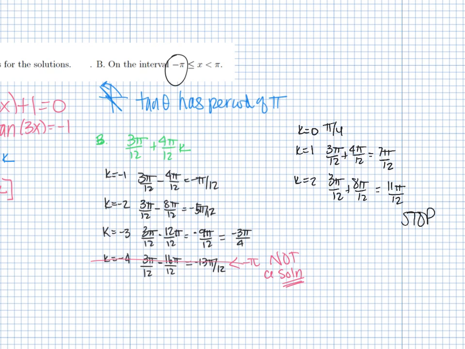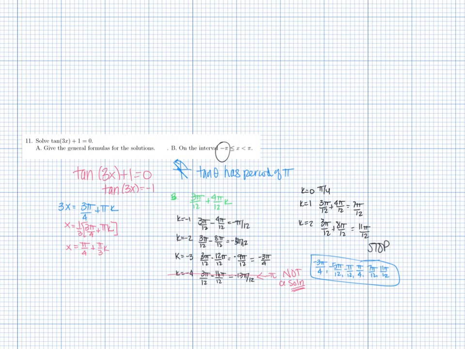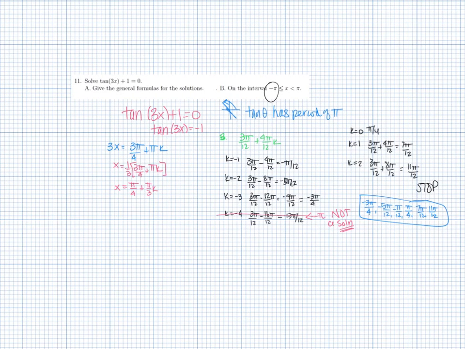And our list of answers is negative 3π/4, negative 5π/12, negative π/12, π/4, 7π/12, 11π/12. And there's all our work for this problem.